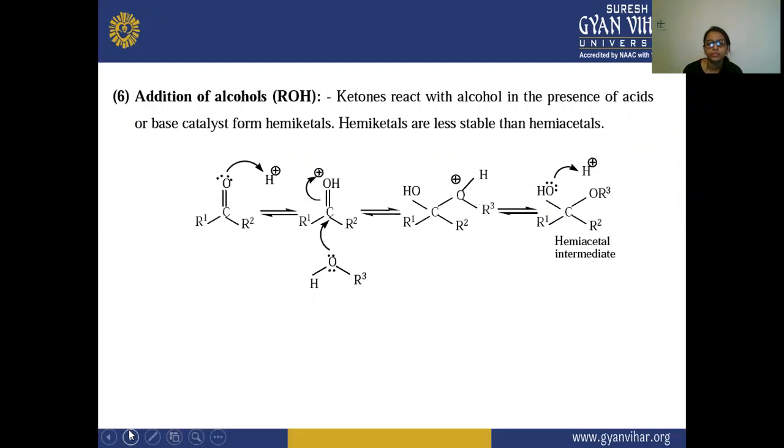Next is your addition of alcohol. This ketone is reacted with the alcohol in the presence of an acid or base catalyst and forms a hemiketal. Hemiketals are less stable than hemiacetals. So here this ketone is reacting with the alcohol in the presence of an acid or base catalyst, and a hemiketal is formed here. These hemiketals, formed from this ketone by reacting with this alcohol, are less stable than the hemiacetal.